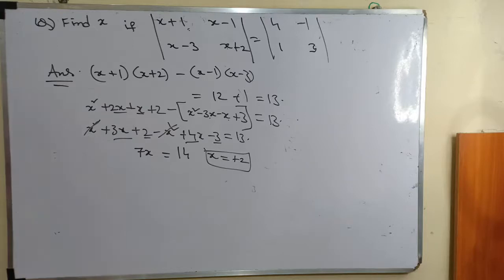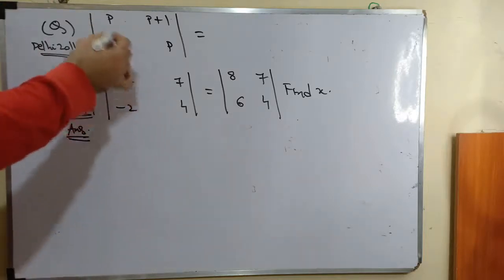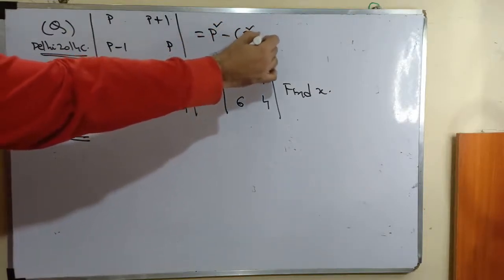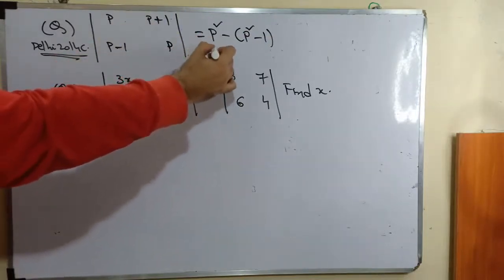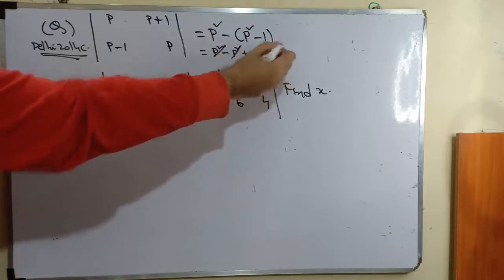Let's move on to another question. So let's see the next question. This is Delhi 2014 compartment. So they asked to expand this determinant. So that is p square minus of p square minus 1. That is p plus 1 into p minus 1. That is p square minus 1. So you have p square minus p square plus 1. P square, 1. So the answer is 1.